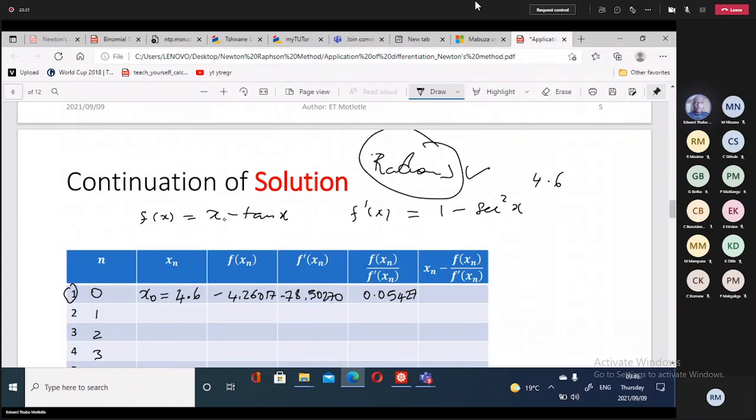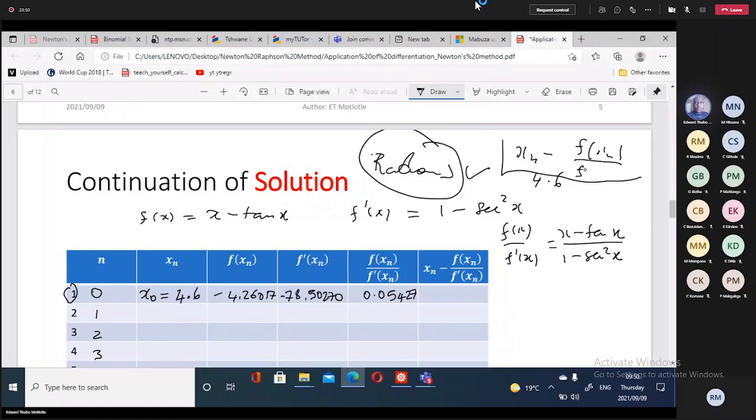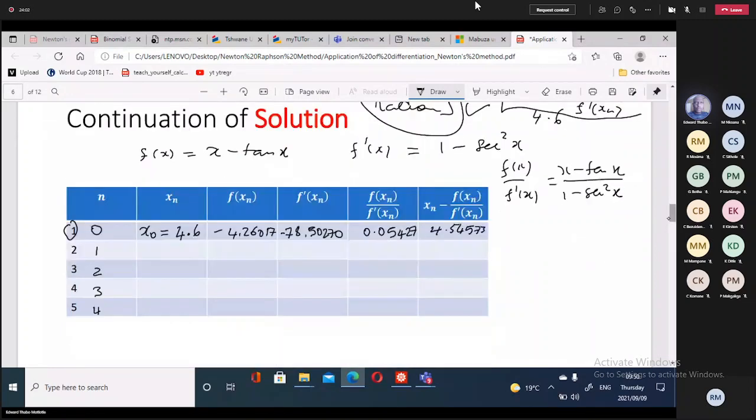I'm substituting into this ratio, which is f(x) over f prime of x. In this case, it's going to be x minus tan x over 1 minus sec squared x. You substitute here and end up with this value. Now, we have the formula that we derived on top, x_n minus f(x_n) all over f prime of x_n. Substituting into this one, I get a new value, which is 4.5573. This is important. I'm doing it because I want you to see the pattern.